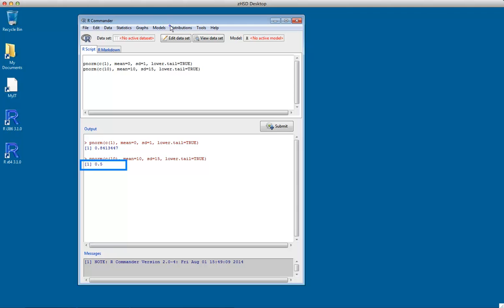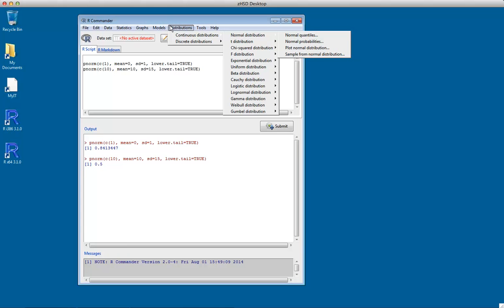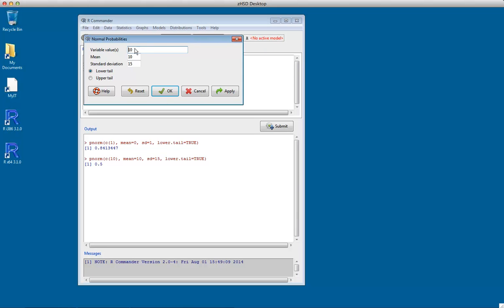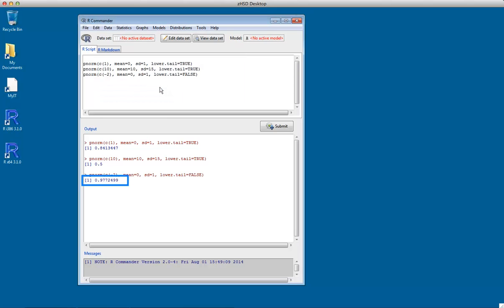Okay, let's do one more probability. We'll look at the normal distribution again, normal probabilities. Let's suppose we go back to a standard normal distribution, so let's put these back to 0 and 1. And now we're interested in finding the probability, say, greater than -2. Okay, what we're interested in is being greater than, so now we choose the upper tail box here at the bottom. Click OK. And we get the value 0.977 and other decimal places.